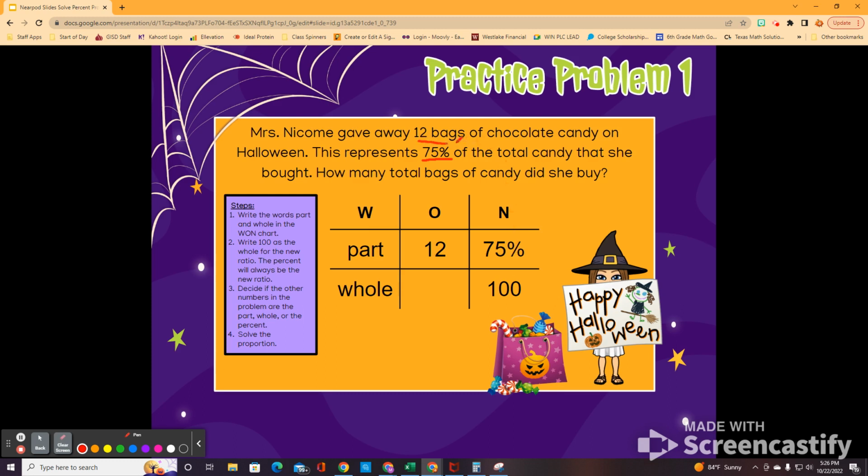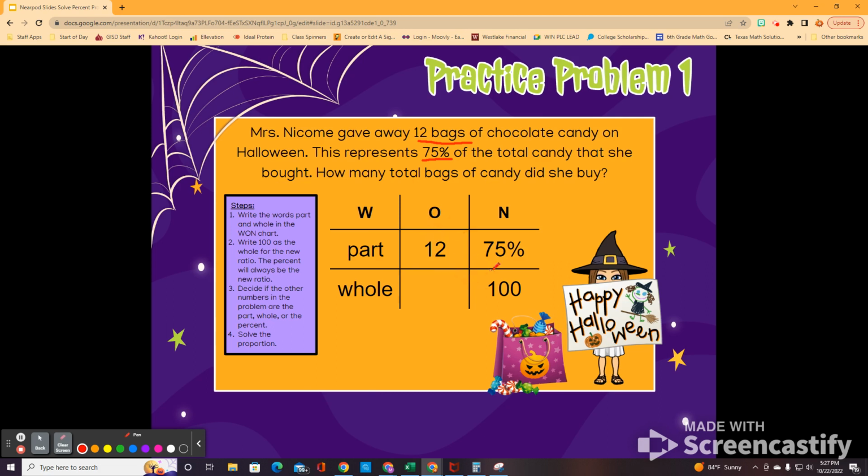All right, I also noticed in the problem that it says that she gave away 12 bags of candy, but that doesn't represent how many total bags of candy that she bought. So that's what we need to figure out. 12 bags is the part. We need to figure out how many total bags that she bought. So now that we understand how percent proportions are set up, we can go ahead and we can solve it.